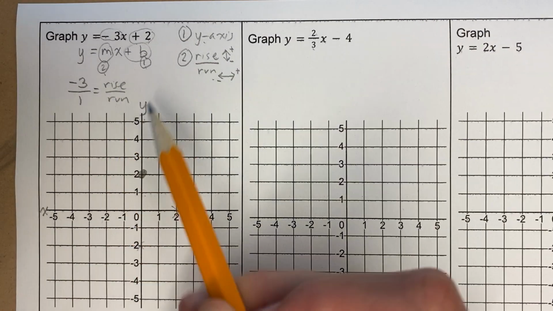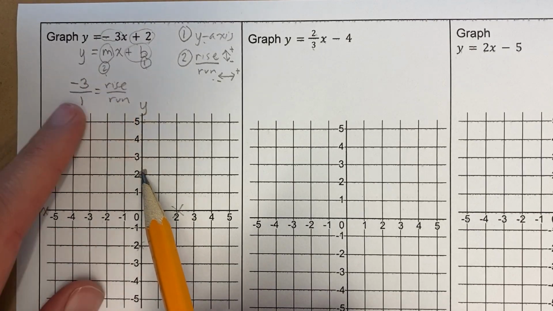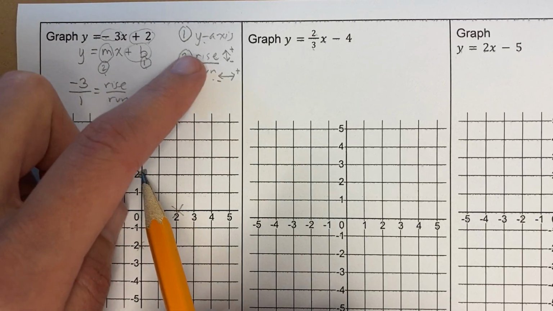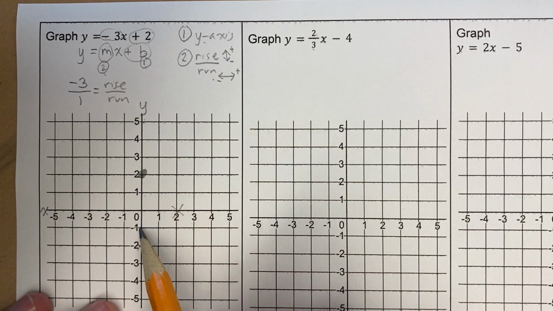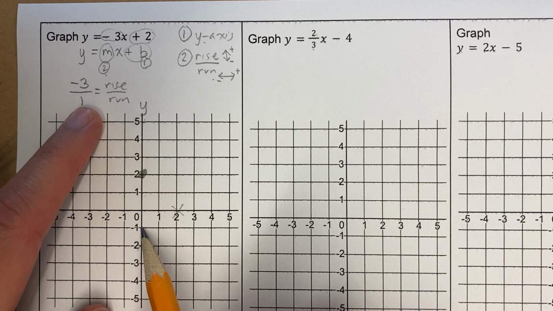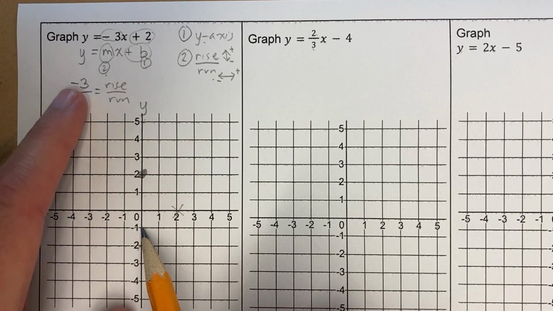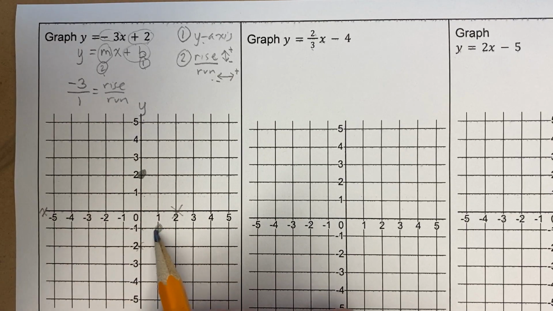So right now, what I do is I go to this first point that I made and put my pencil there. I'm going to rise negative 3. So if I'm going to rise and it's negative, I go down. So I'm going to go down 3. 1, 2, 3. And in this case, my run is 1. And it's positive 1, right? That negative stays attached to the 3. And this is positive 1. I'm going to run to the right 1.